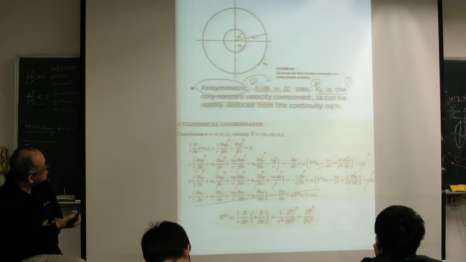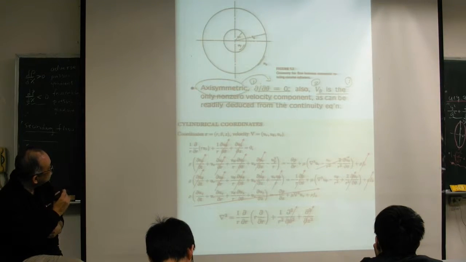So this is an axisymmetric problem. Axisymmetry means partial derivative with respect to theta is equal to 0. The velocity at any theta location should be the same, right?